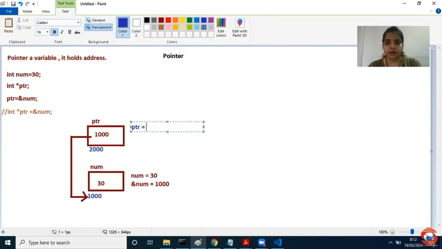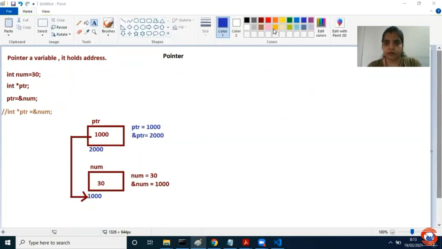What is there in PTR? It's the address of num, which is 1000. What is the address of PTR? Means, what is the address of my pointer? It is 2000. Right?